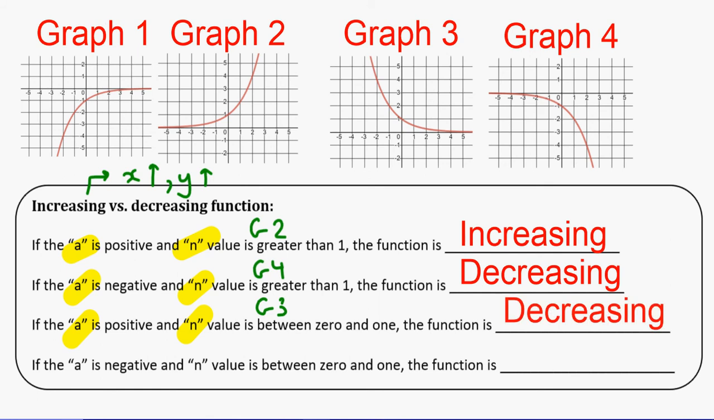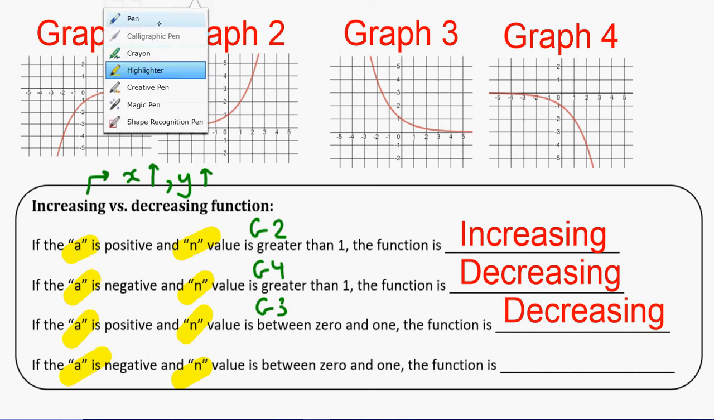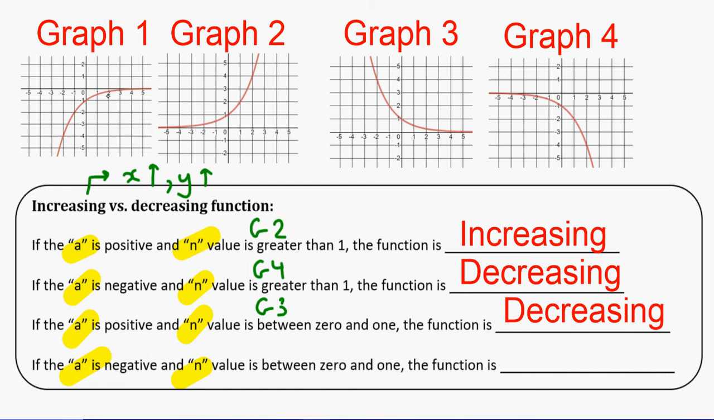For process of elimination, my last one here is a value is negative and my n value is between 0 and 1, so this has to be graph 1. So basically it is graph 3 but reflected through the x-axis, so it is graph 1. And this is an increasing function.